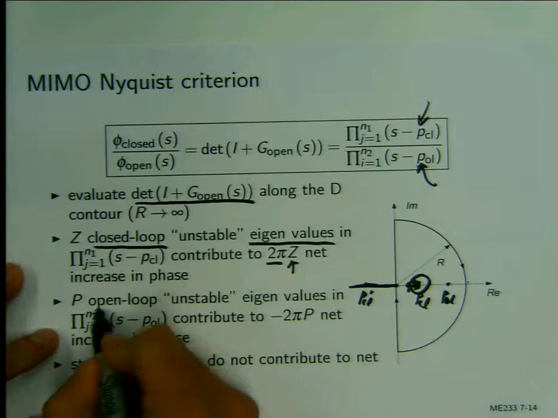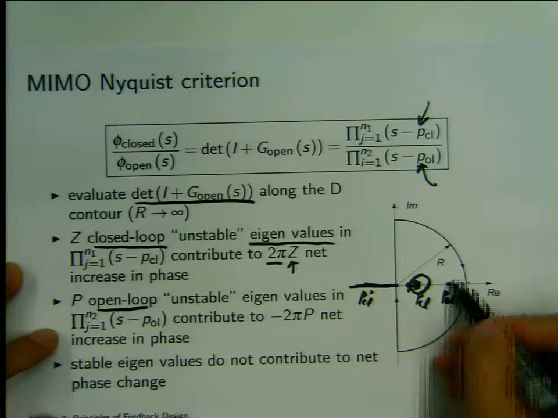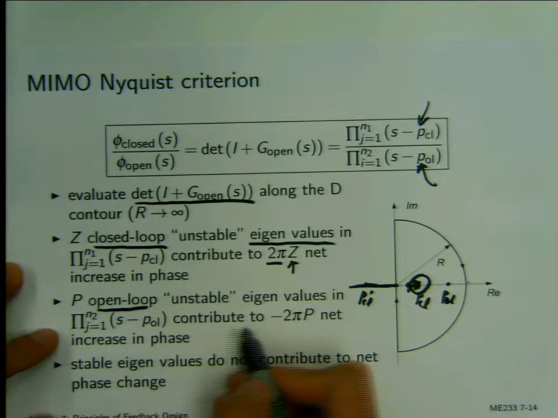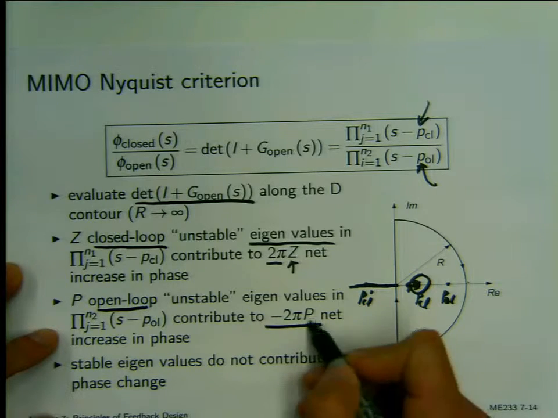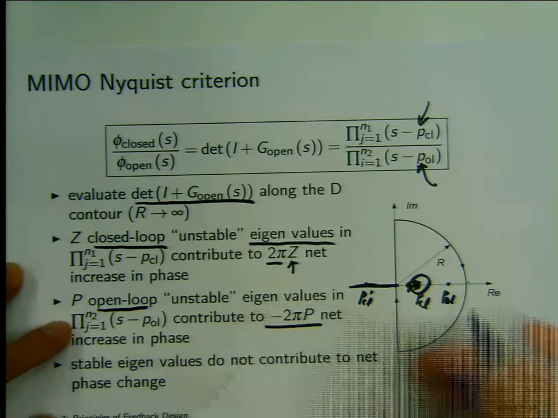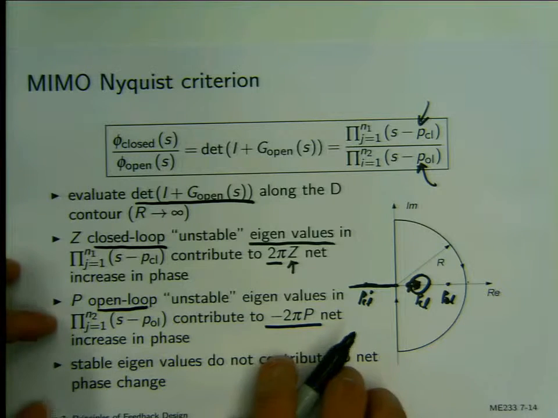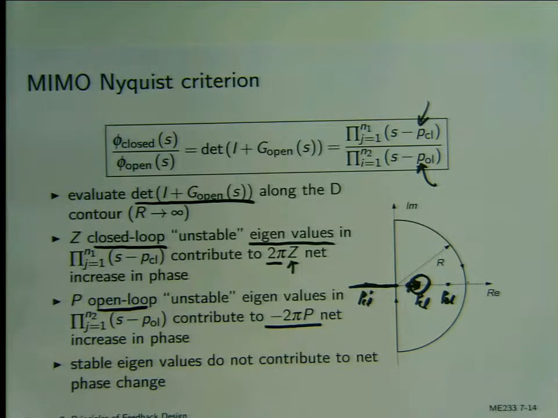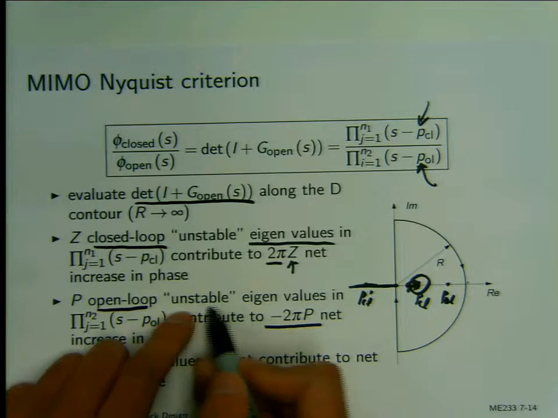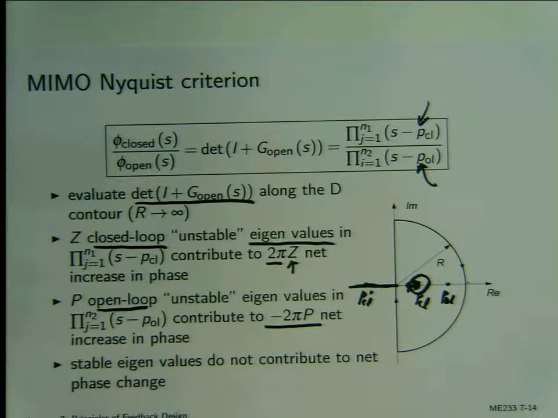So open loop unstable eigenvalues on this right-hand side will contribute to negative 2 pi times the number of unstable eigenvalues, the net phase change. Over here, when I say unstable, I just mean on the right-hand side of this S-plane. So this is the continuous time case. What will it do for the discrete time case? So you have to do it on the unit circle, okay?